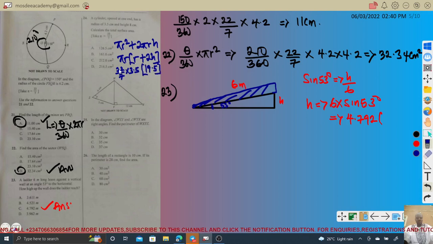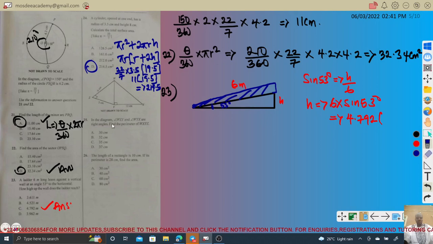So directly I can do 22 over 7 times 3.5. 22 times 3.5 divided by 7. This is 11, because 3.5 is half of 7, so 2 times 1.5 is 11. 11 times 19.5 is my answer. 11 times 19.5 is 214.5. Yes, 214.5. That's it. You can punch your calculator to confirm all these. They are simple to do.